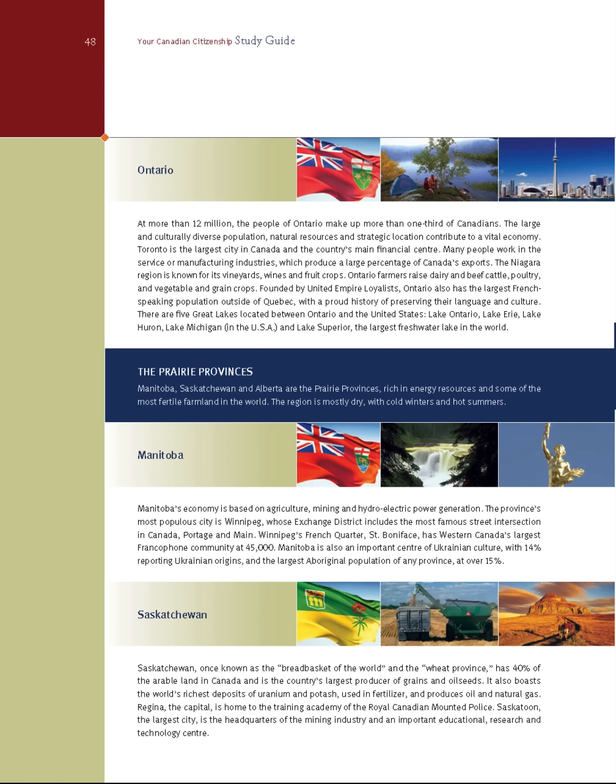Manitoba. Manitoba's economy is based on agriculture, mining, and hydroelectric power generation. The province's most populous city is Winnipeg, whose Exchange District includes the most famous street intersection in Canada, Portage and Main. Winnipeg's French Quarter, St. Boniface, has Western Canada's largest Francophone community at 45,000.